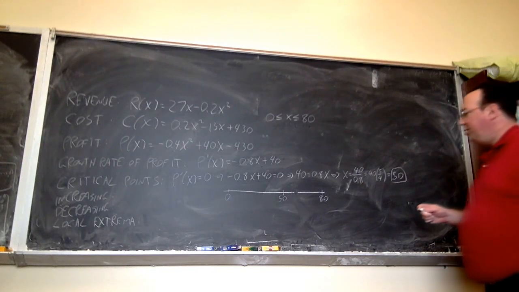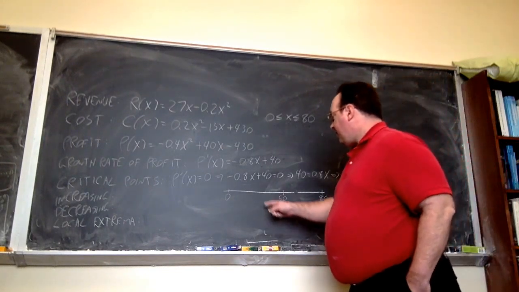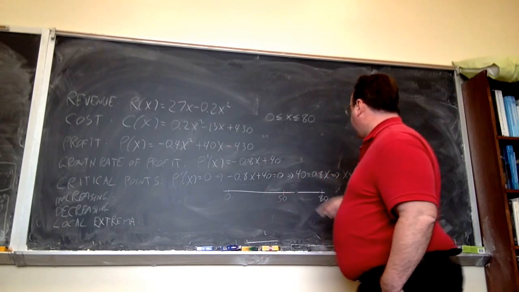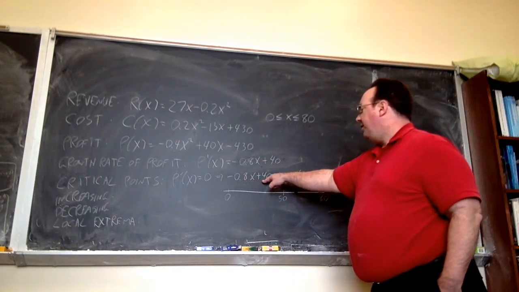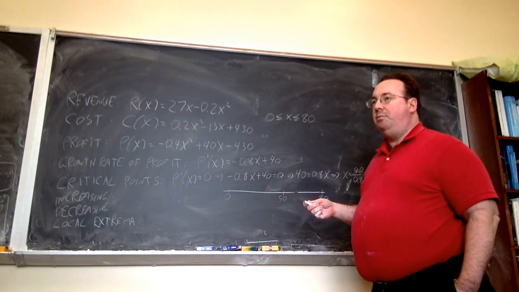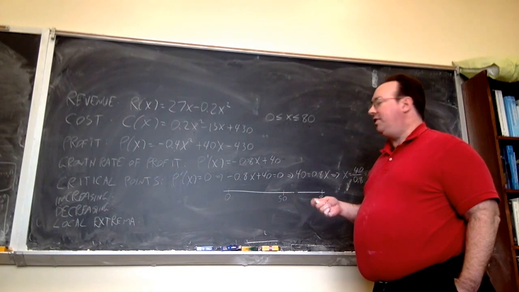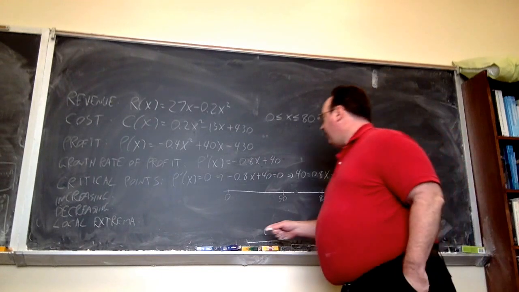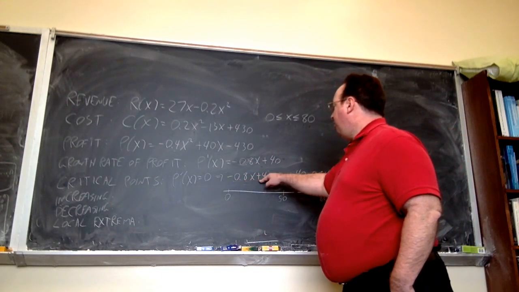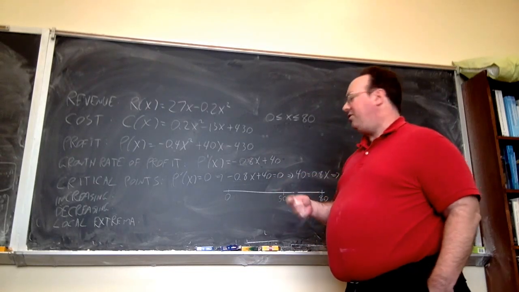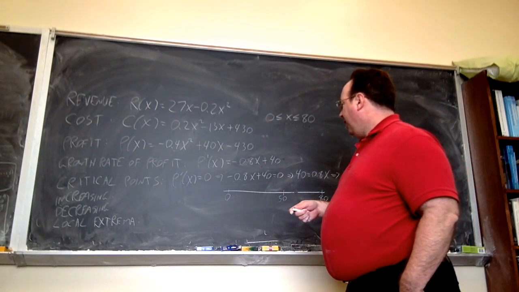So what we could do is choose any value between 0 and 50 exclusive and substitute it into this derivative. And if the result is positive, then it's increasing. If it's negative, it's decreasing. So I can plug in, for instance, x equals 1. So I have minus 0.8 plus 40, which is certainly going to be positive because 40 is a lot greater than 0.8.